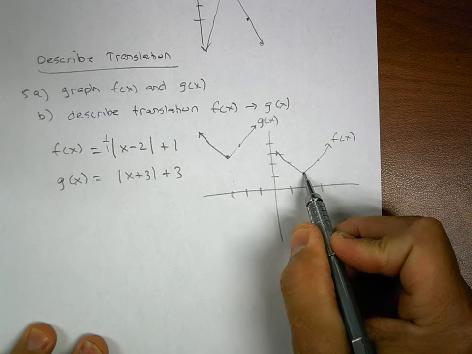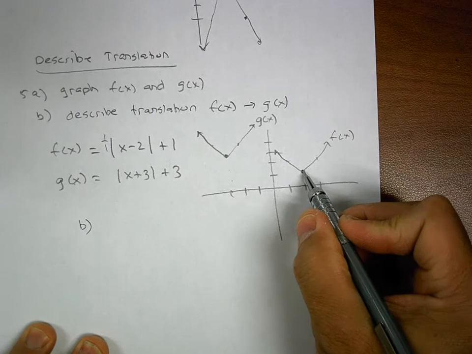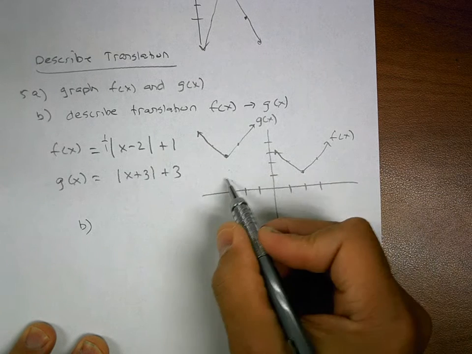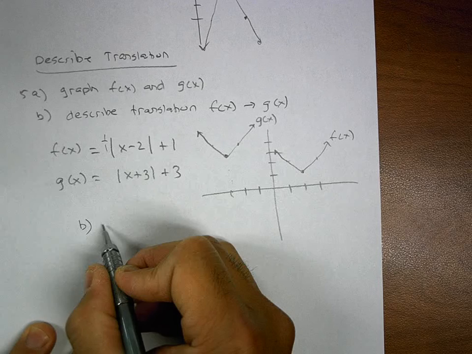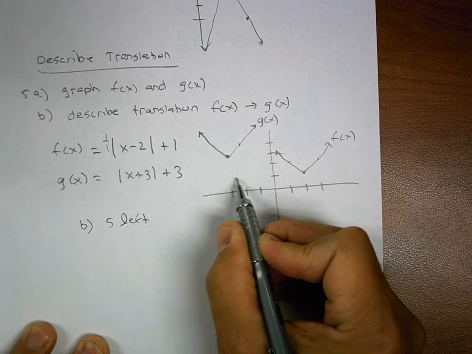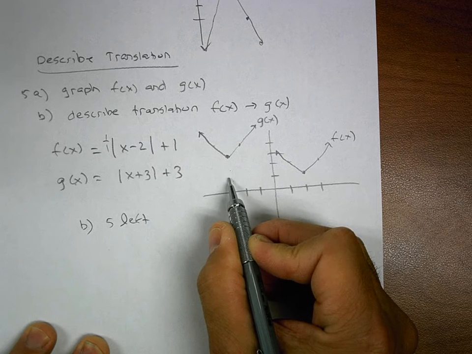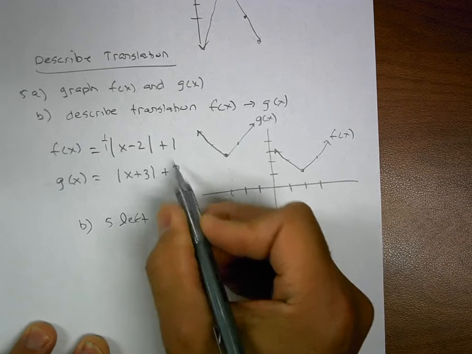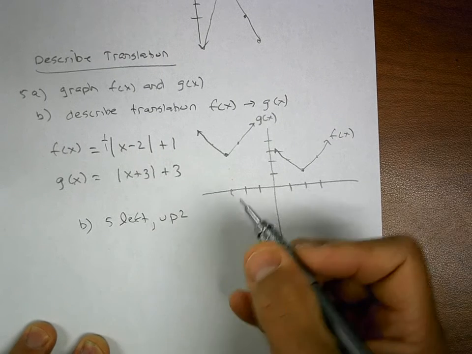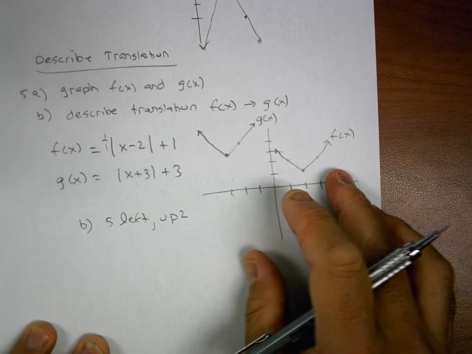Well, here's our description. So part B, how many did it go this way? 5 to the left. So just go 5 left. And then it went up how much? 2. 1, 2. You can kind of look right there in the equation too. And then up 2. And that's it. That's all they want. Okay, so graph both, label it, describe the shift.